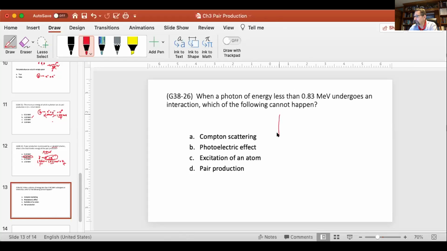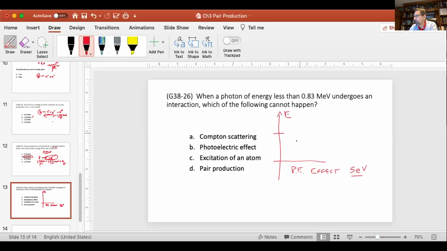If you're looking at increasing energy this way, at low energies, photoelectric effect, right? Why? What was the work function for the photoelectric effect, if you recall? 5 eV might have been a work function, very low energies. So a photon comes in, as long as it has greater than 5 eV, it kicks off an electron.